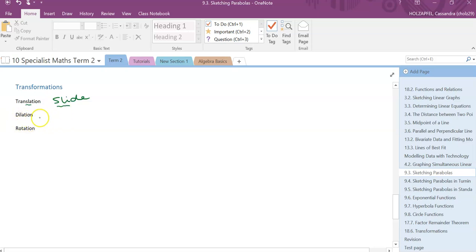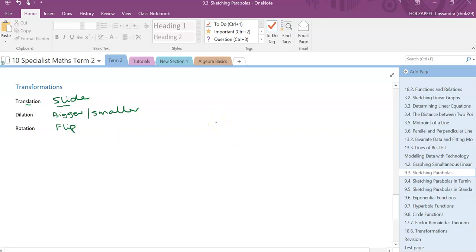Then we've got a dilation. I don't think I have a nice little trick for this one. This one is where it gets bigger or it gets smaller. And then the last type of transformation I have is a rotation, which is sometimes called a flip.